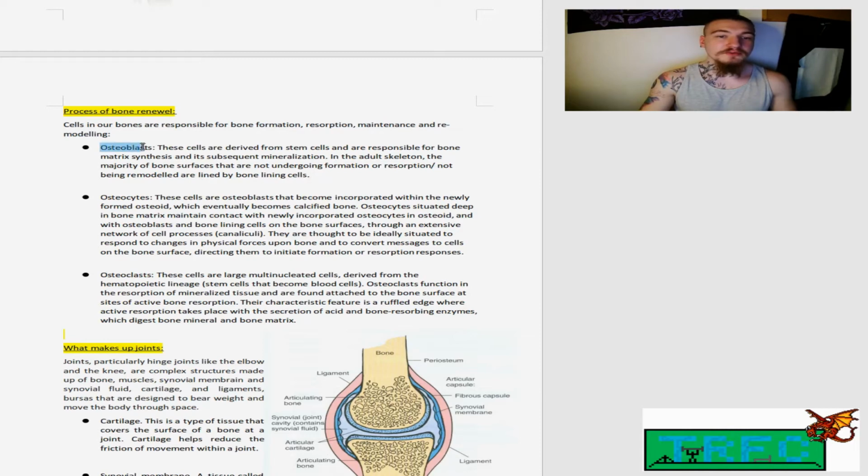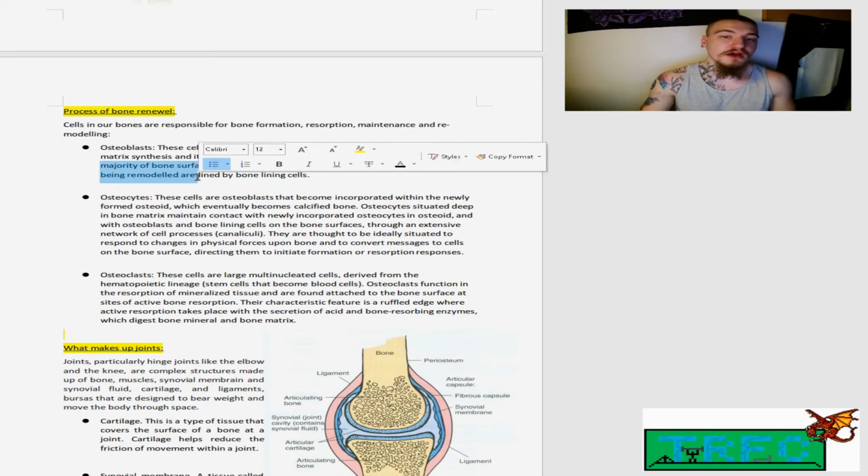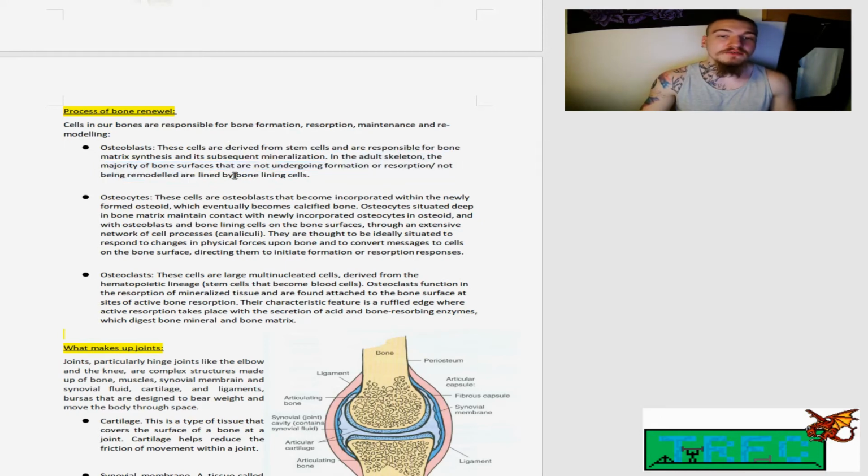So we've got the osteoblasts. Now these cells are derived from stem cells and are responsible for bone matrix synthesis. They are the cells that excrete the osteoid matrix and are subsequently involved in its mineralization. Now in the adult skeleton, the majority of bone surfaces are not undergoing any kind of formation or reabsorption, and they're not really being remodelled, so therefore they are lined with bone lining cells.